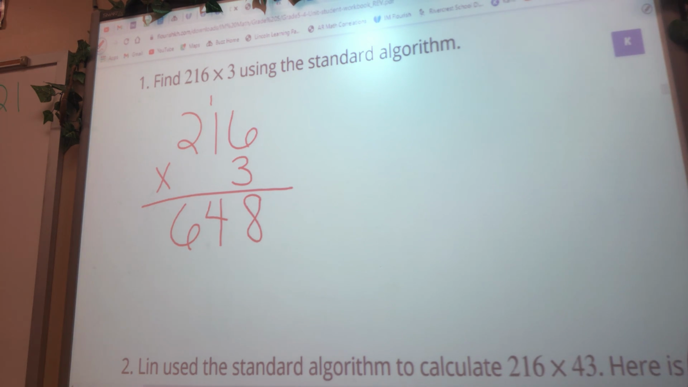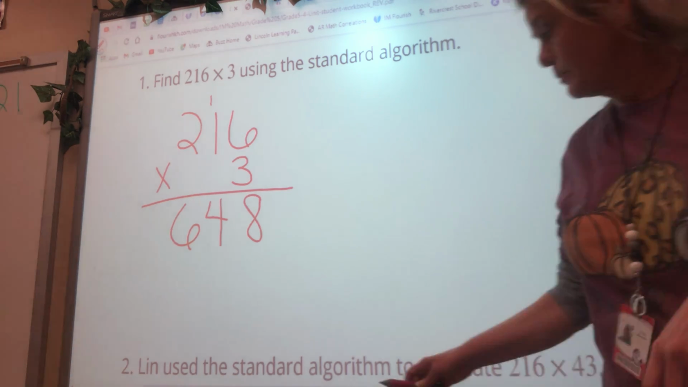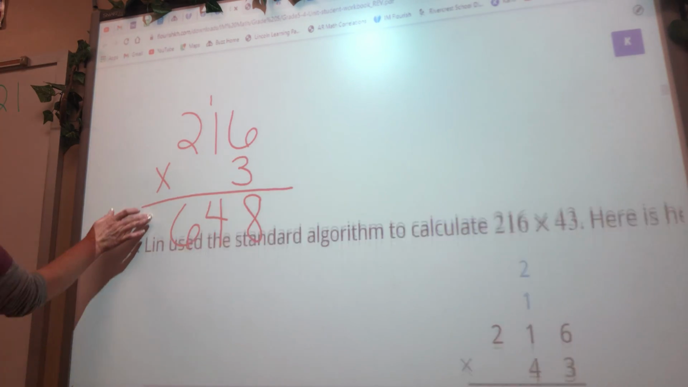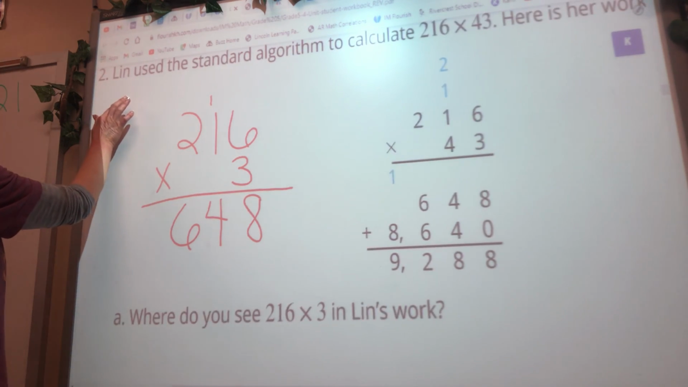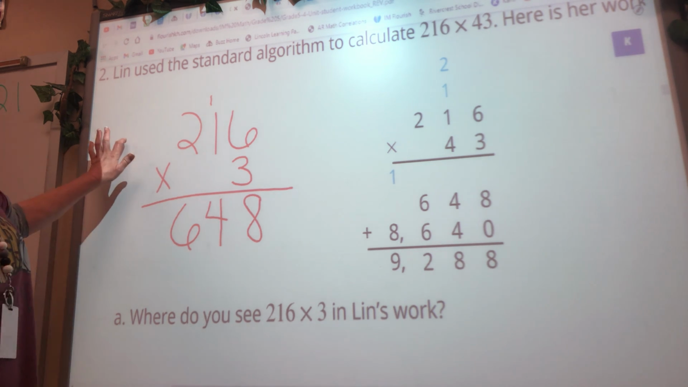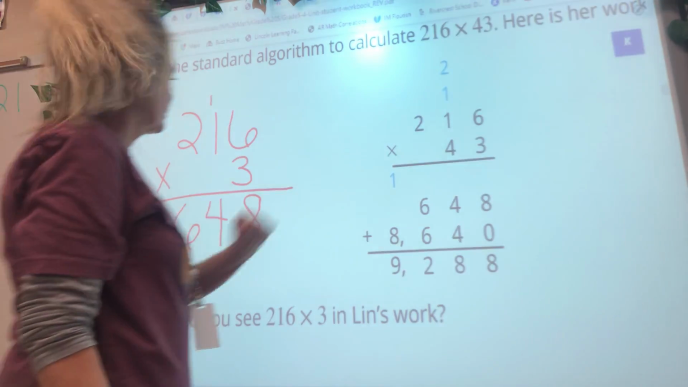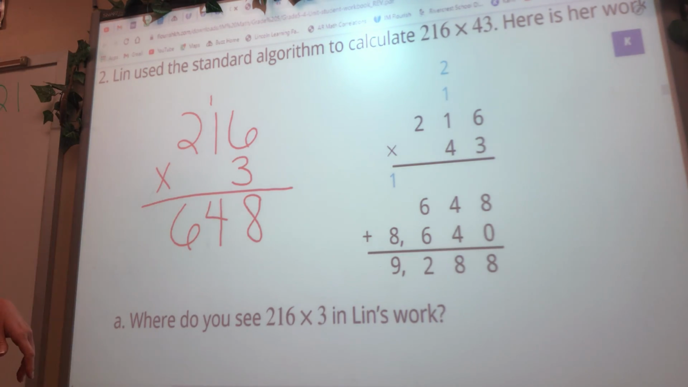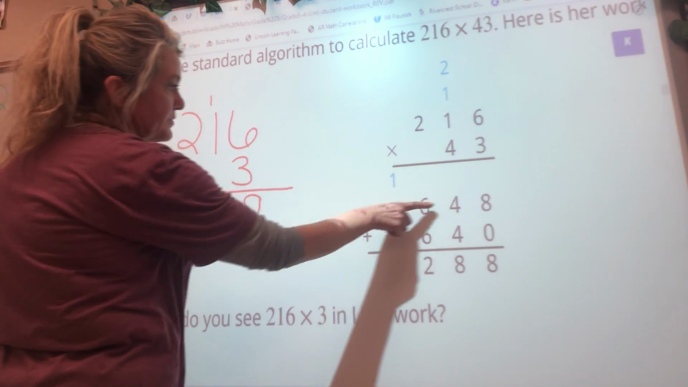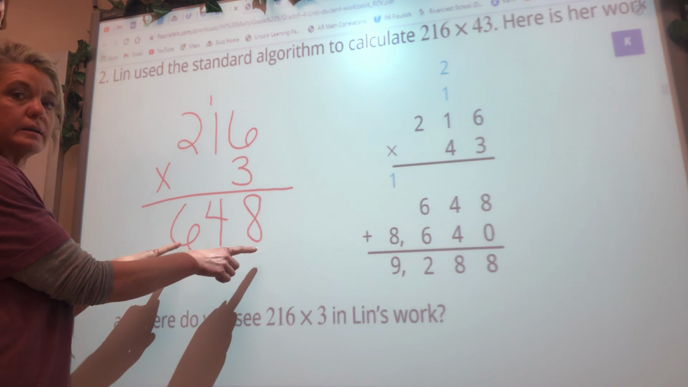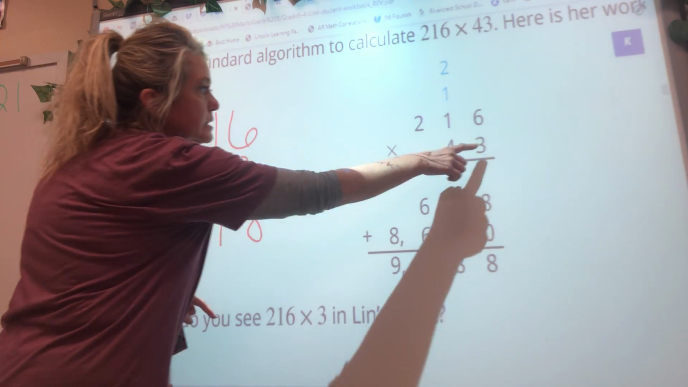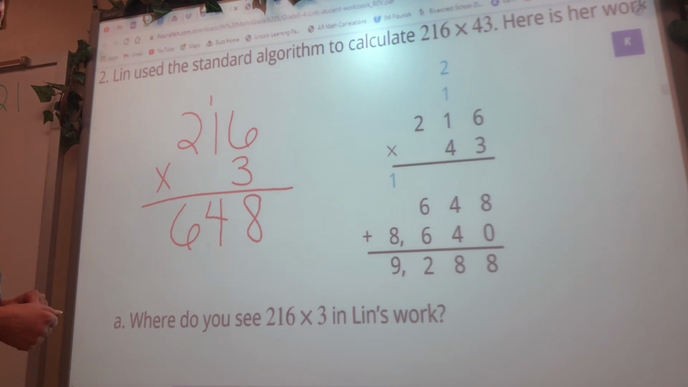And then it says on step 2, we'll leave that there so we can compare. This time it says Lynn used the standard algorithm to calculate 216 times 43 instead of just 3. So if we look at Lynn's work, his first row here is the same as what we got, because we had already done the work for 3 times 216. So that's where he gets his 648.